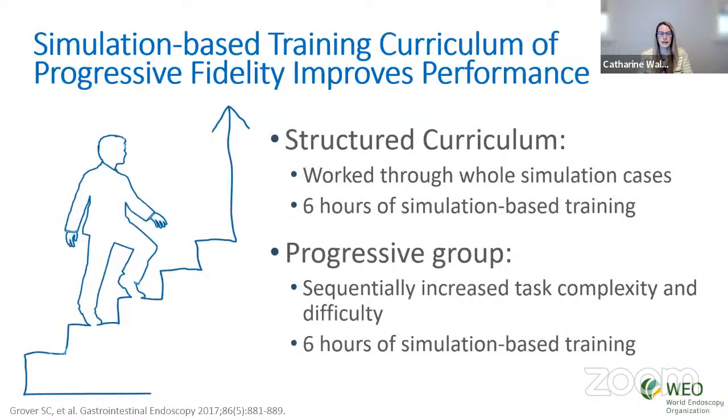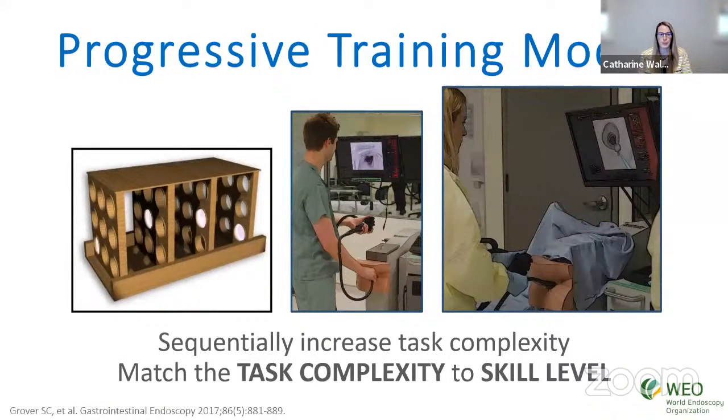So we randomized people to two groups. One was the traditional structured curriculum, where they practiced whole cases on a virtual reality simulator for 6 hours, whereas the progressive group went through a series of tasks of increasing complexity and difficulty over the 6-hour period. They initially started on a very inexpensive low fidelity simulator to master their basic scope handling skills. They then moved on to a virtual reality simulator later, but the teaching was really focused on, again, more basic skills such as loop reduction and tip control. And then they moved on to more complex skills such as polypectomy.